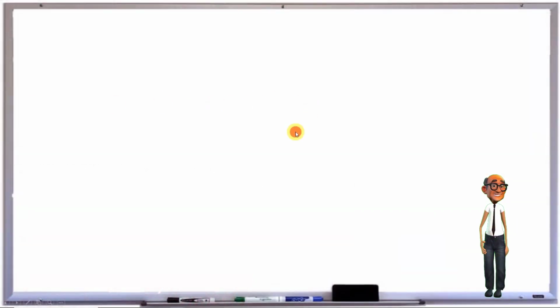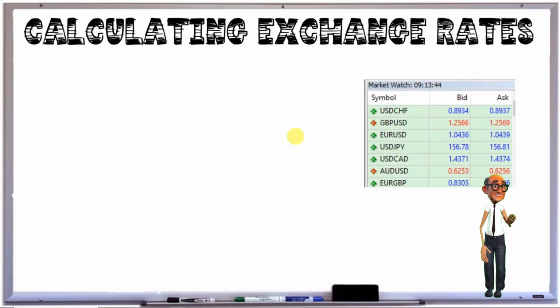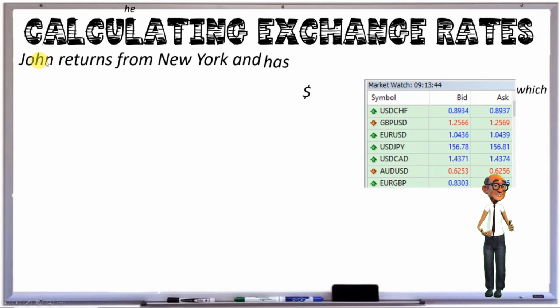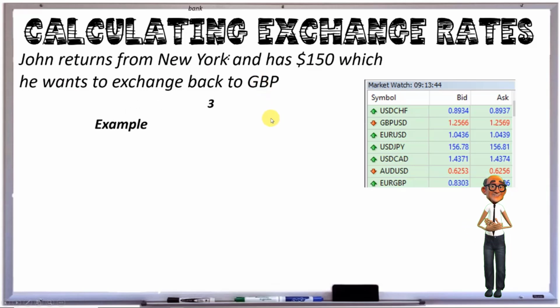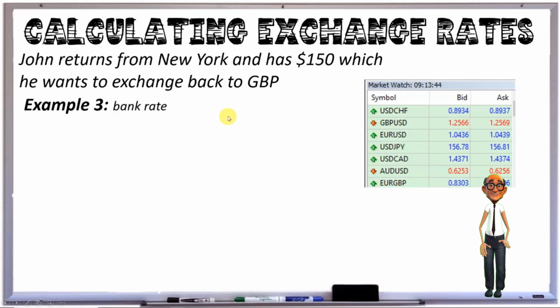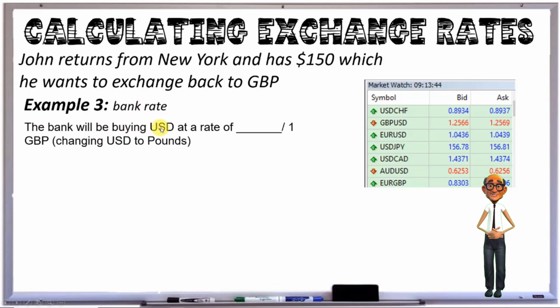Okay, now we've got so far, and once again we're going to be calculating something. We're using the bank rates again, and of course John returns from New York and has $150 left, which he wants to exchange back to pounds once again. So let's go through the whole episode. This will be example number 3. As I said, we're using the bank rate. So the bank will be buying USD at a rate of, by this time you should be able to know which one. You fill it in over there.